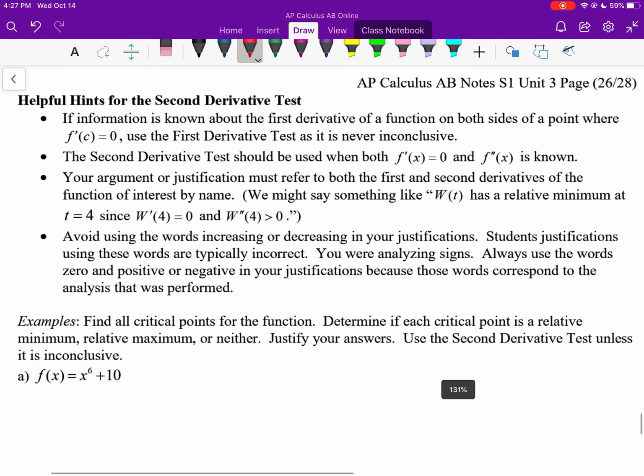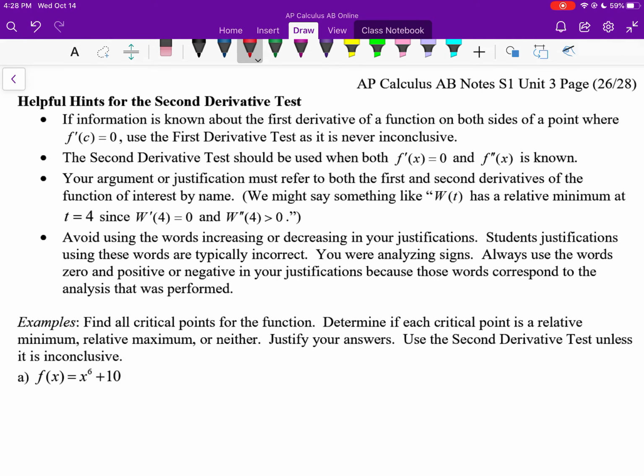I probably talked about all these already, but let's just go through them again just in case. If information is known about the first derivative of a function on both sides of a point where f prime of c is equal to 0, you would want to use the first derivative test as it is never inconclusive. The second derivative test should be used when both the first derivative is equal to 0 and the second derivative is known. If you're going to do an argument or a justification, you must refer to both the first and the second derivatives of the function of interest by name.